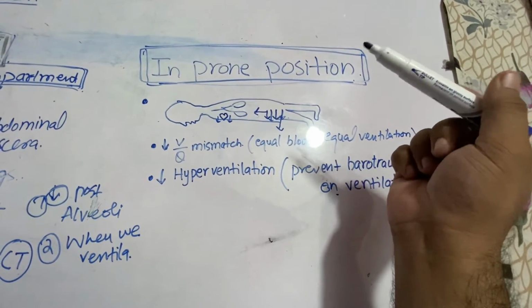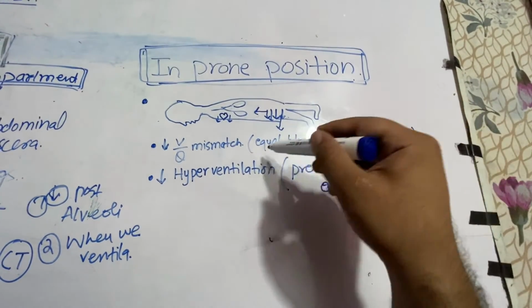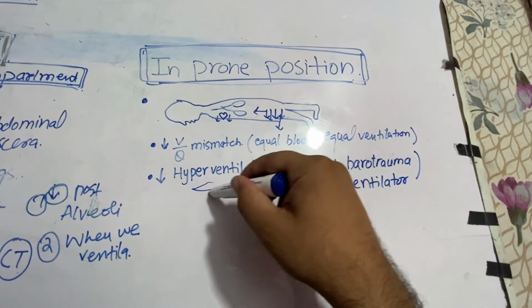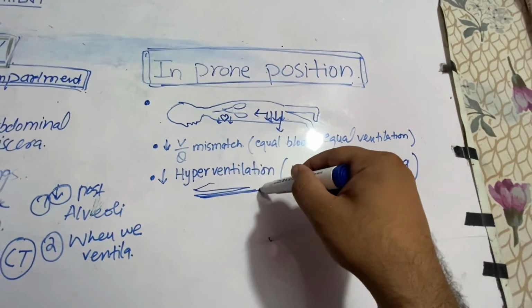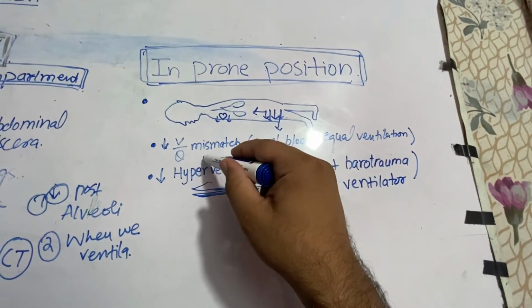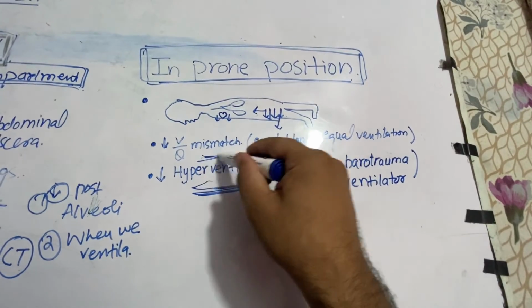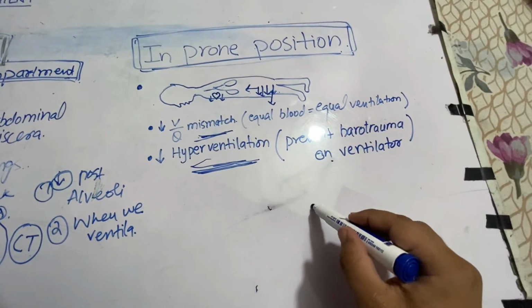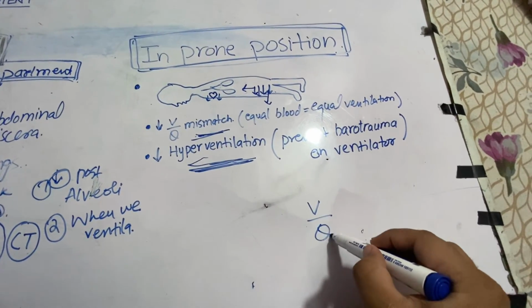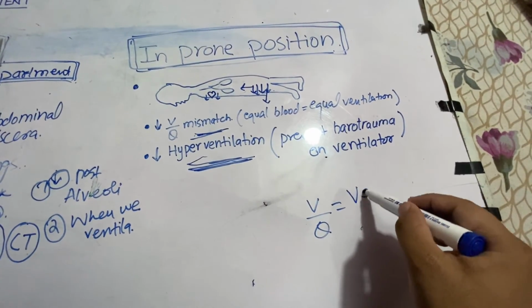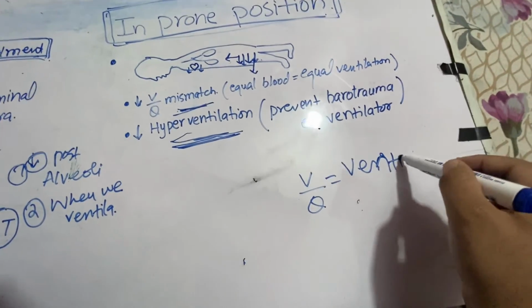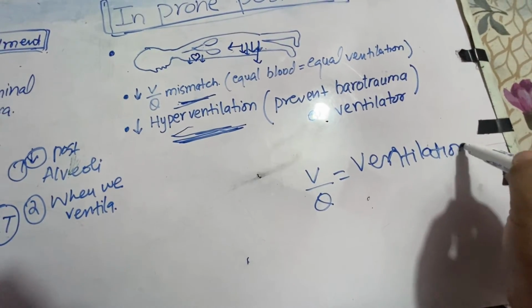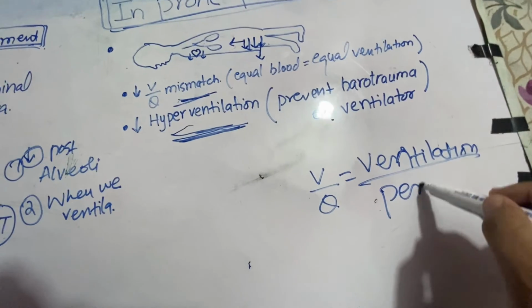So in this way we can prevent hyperventilation while the patient is on a ventilator, and similarly we can decrease the ventilation perfusion mismatch. So we can also go into the physiology. What is VQ? V is the ventilation and Q is the perfusion.